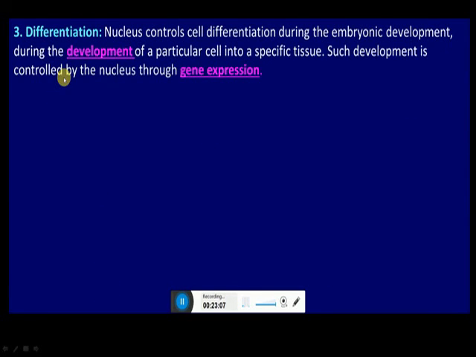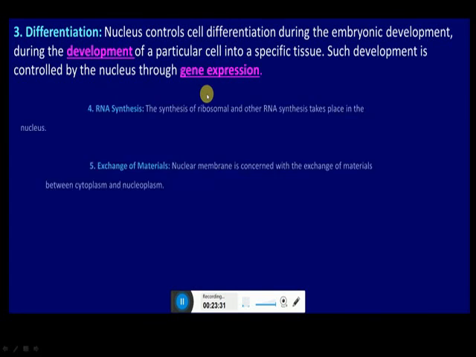So, the next functions of the nucleus. Differentiation is the third one. The nucleus controls all cell differentiation during embryonic development, during the development of a particular cell into a specific tissue or specific cell, such as nervous tissue, epithelial tissue, connective tissue, or muscular tissue. They are called specific tissues. Such development is controlled by the nucleus through gene expression.